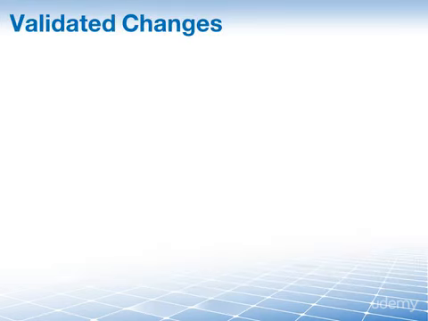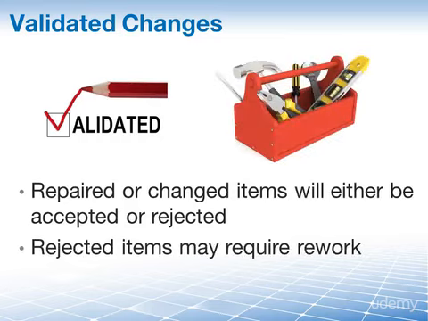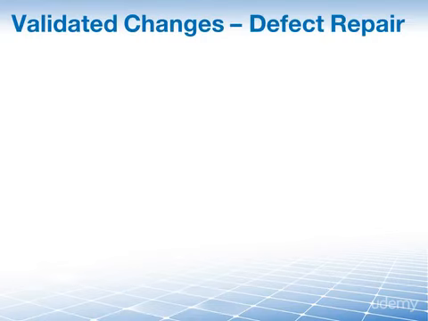Validated changes are our second output. Any items that are changed or repaired are inspected and will either be deemed acceptable or they will be rejected. Those items that are rejected may require rework, and this output can of course lead also to updates in the project management plan. It is not difficult to see that the PMBOK Guide is very circular and iterative.